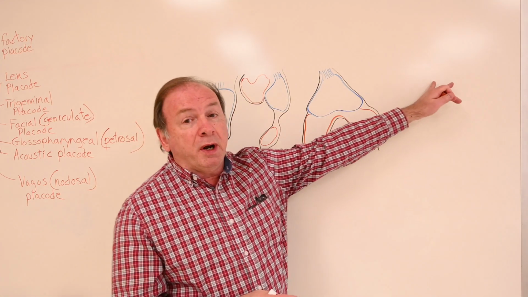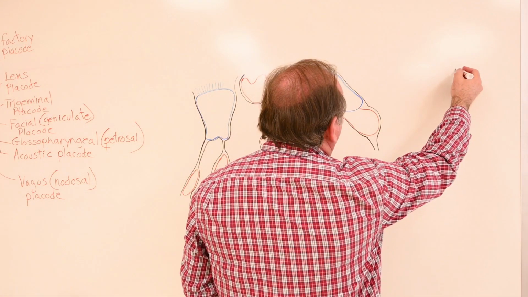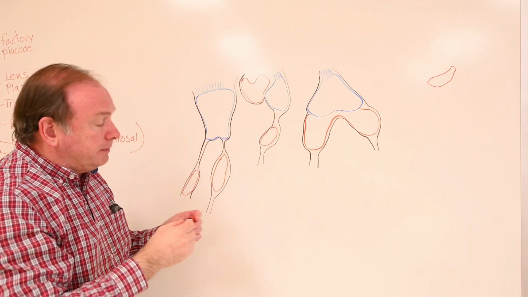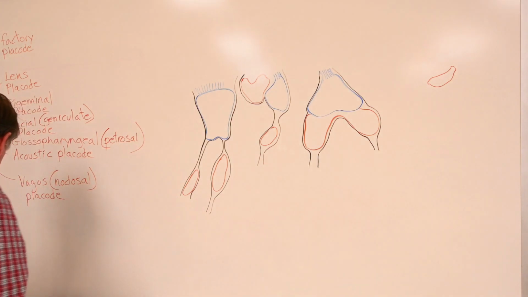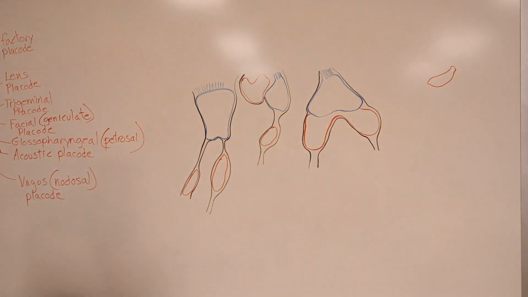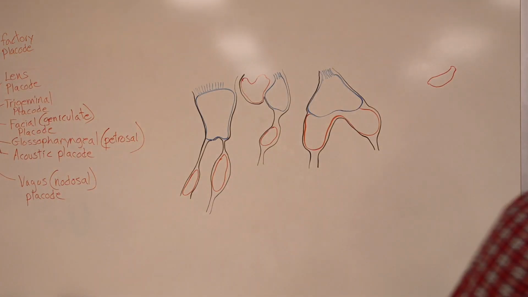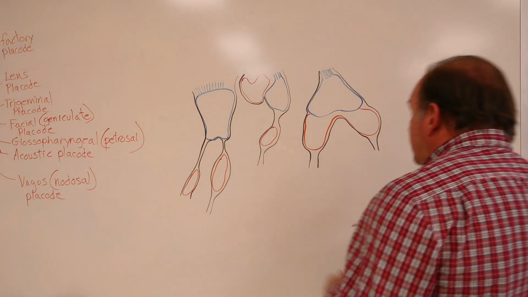Up in front somewhere in there, you might still be able to detect part of that olfactory placode that was in there for the sense of smell. So that placode is still in existence out there. We haven't lost that placode. So that would be part of the neural structure up inside there.